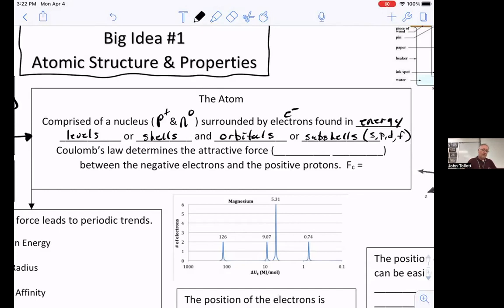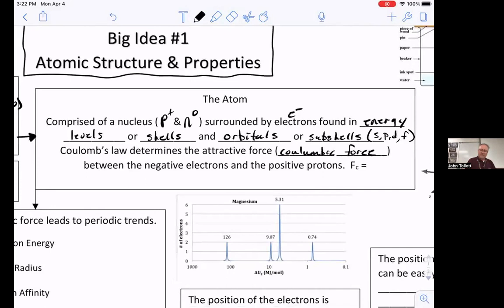Coulomb's law determines that attractive force, the attraction of those electrons for that nucleus. That is going to be called, generally speaking, the Coulombic force, or the Coulombic attraction. So if you ever talk about the strength of the attraction of the electrons for the nucleus, use Coulombic force to describe that. The formula over here is the Coulombic force of attraction is going to be K, which is a constant, times Q1, Q2 over the distance between them squared. And you can write R squared or D squared. In chemistry, we generally say R squared, the radial distance between those two.